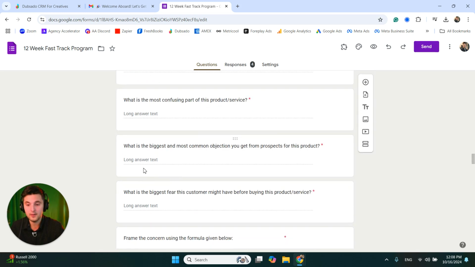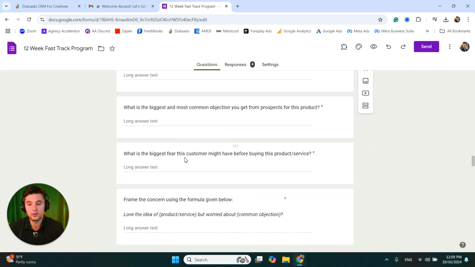What is the biggest and most common objection you get from prospects for this product? So let's pivot to pools, right? Biggest and most common objection is probably going to be money. We don't have the money for this. Or if it's another objection, right? We don't have the space for this. So write down your biggest objection here for your product.